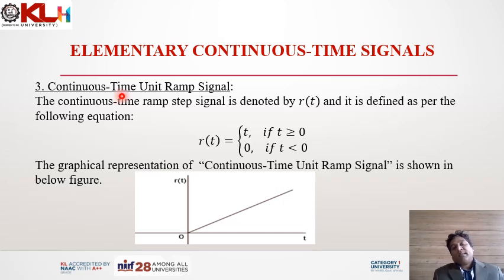Now we are going to discuss the unit ramp signal. The unit ramp is denoted by R of t, and it is defined as R of t is equal to t for positive time and R of t is equal to 0 for negative time. Now this is the shape of the unit ramp signal.